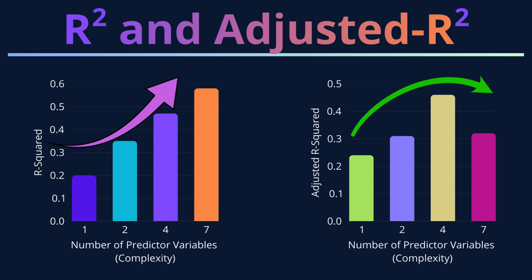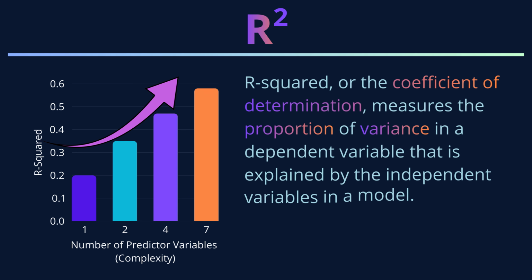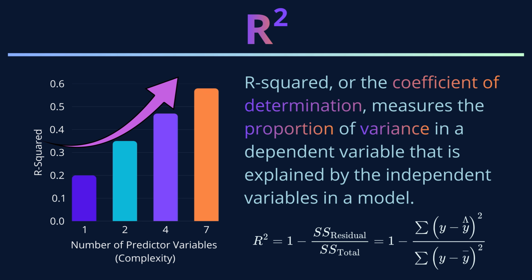In regression analysis, the difference between R-squared and adjusted R-squared lies in how they handle variance and model complexity. R-squared, or the coefficient of determination, measures the proportion of variance in a dependent variable that is explained by the independent variables in a model. Its value ranges from 0 to 1, where 1 indicates a perfect fit.